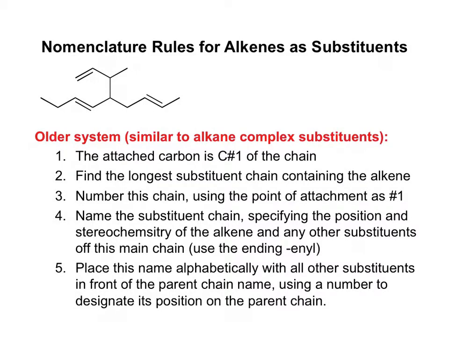You're going to do the old system first. On the old system, the point of attachment is going to be considered number 1. So what you do is you identify first your complex substituent, which would be that guy right there, and then you see where it is attached. The point of attachment is going to be that point right there. That is the point of attachment, and under the old system, we name that as number 1.